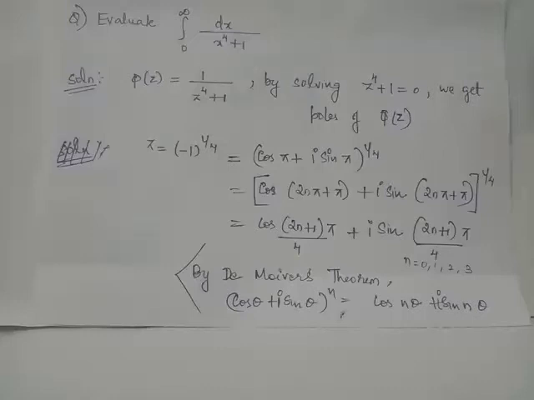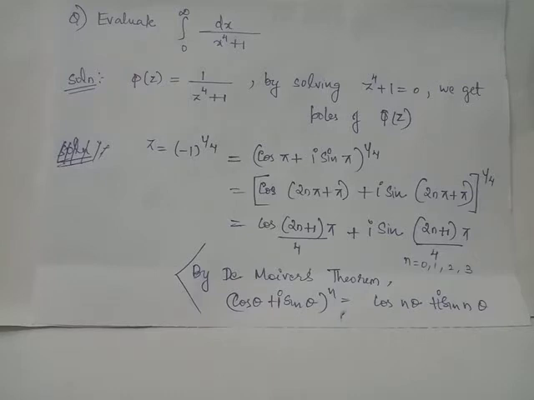Evaluate the integral from 0 to infinity of dx upon x raised to 4 plus 1. Replacing variable x by z, we have phi of z equals 1 by z raised to 4 plus 1, whose poles are obtained by equating the denominator z raised to 4 plus 1 equals 0. We obtain z equals (minus 1) the whole raised to 1 by 4.